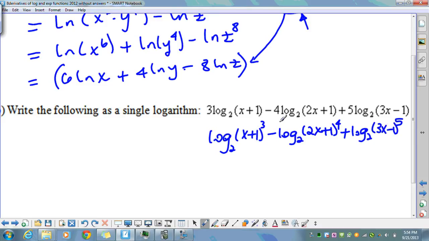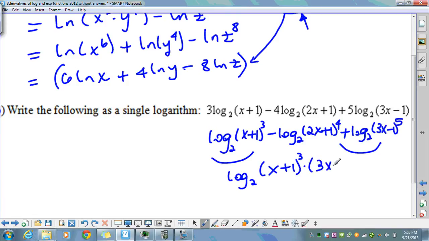And now anytime you see a difference, remember it's going to appear as log of the quotient. Anytime you see a plus, that will appear as logarithm of the product. Like if you wanted to, you could put this one and plus that right next to each other. That's going to give you a log of a product. That will give us log base 2 of the product of x plus 1 to the third times 3x minus 1 to the 5. And then at the end, you would have this term which says minus log of something. And again, we know log A minus log B gives you a quotient. So that quantity will appear in the denominator. 2x plus 1 to the power of 4.